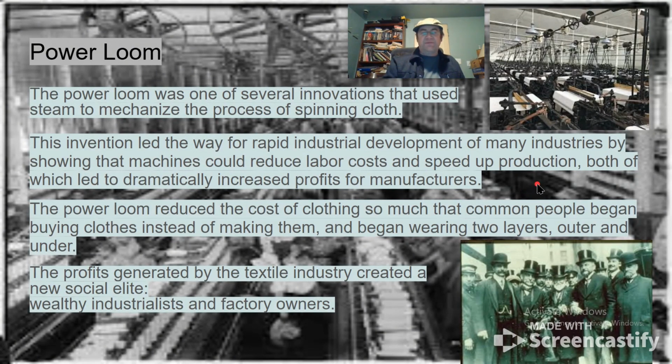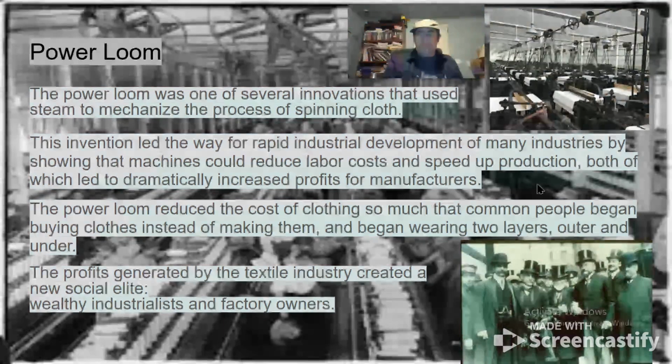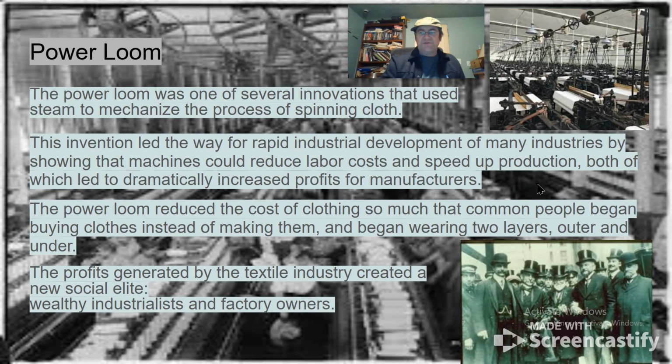At the same time, the power loom reduced the cost of clothing so much that common people began buying clothes instead of making them for themselves. And clothes became so inexpensive that, something we don't even think about today, for the first time, people began wearing two layers of clothes, outerwear and underwear. That wasn't possible before steam-based production because clothes were so expensive.